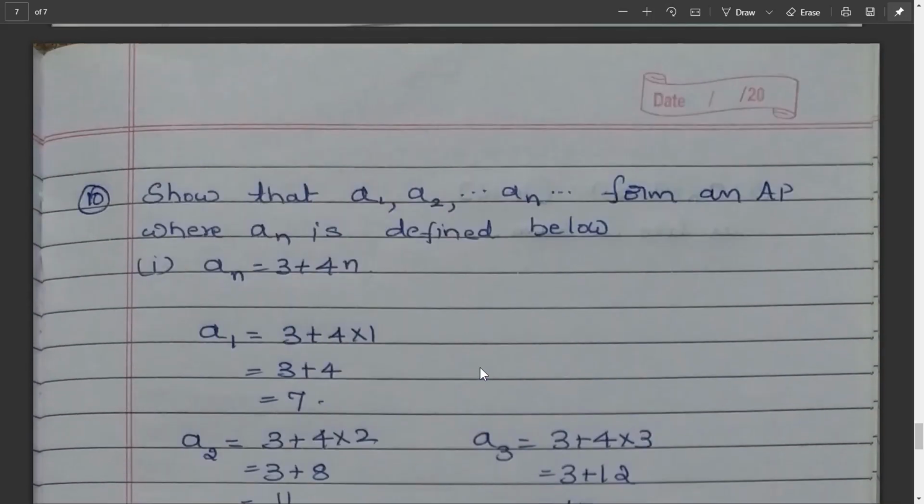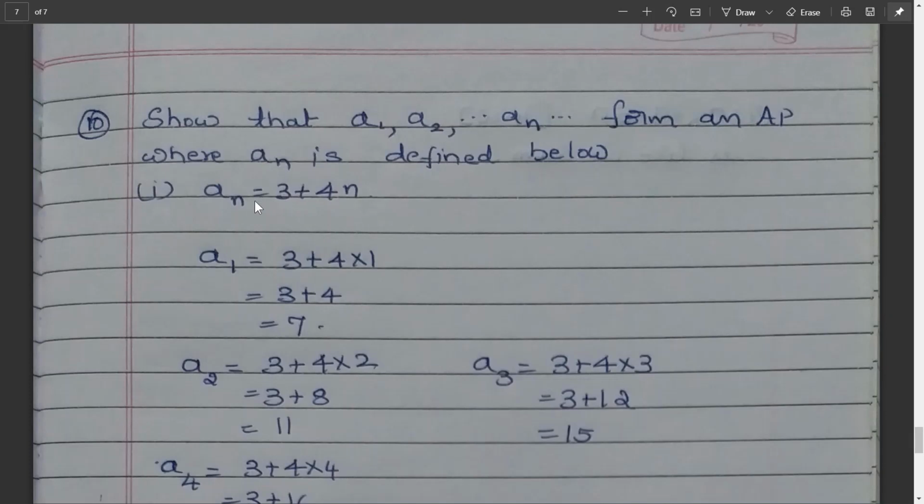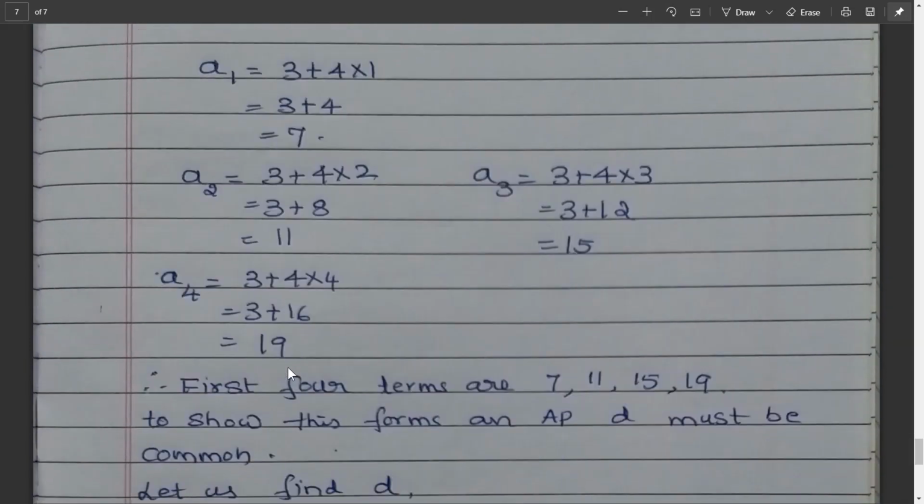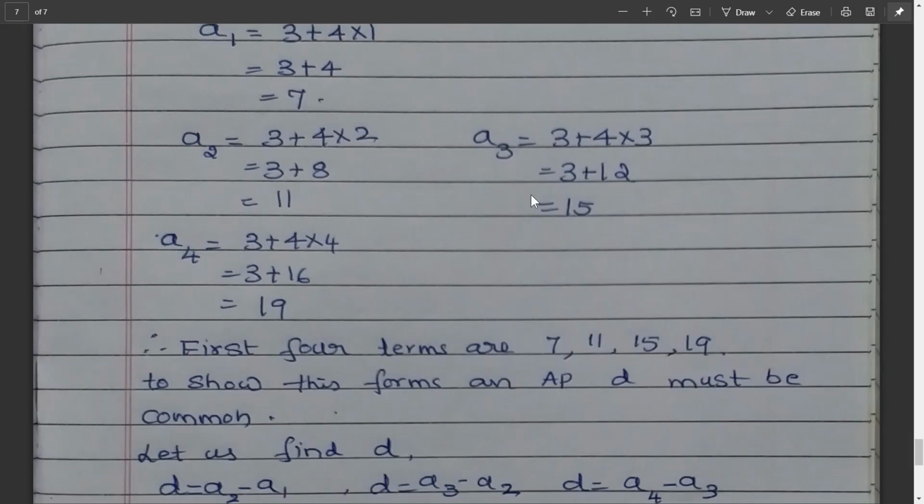Next, the last sum, 10th question. Show that a1, a2, ..., an form an AP where an is defined below. An is given. To find the terms of an AP, you have to substitute. For the first term, in the place of n, you substitute 1. You will get a1, the first term. In the place of n in this equation, 3 plus 4n, if you substitute 2, you will get the second term. If you substitute 3, you will get the third term. Substitute 4, you will get the fourth term. Here we got 4 terms of the AP. Now the first 4 terms are 7, 11, 15 and 19.